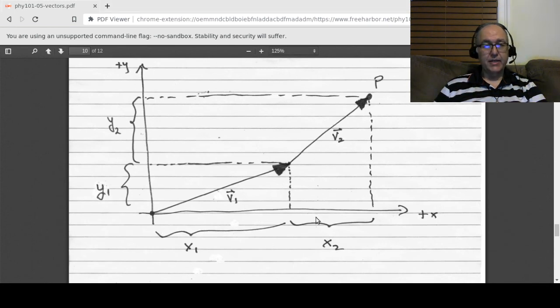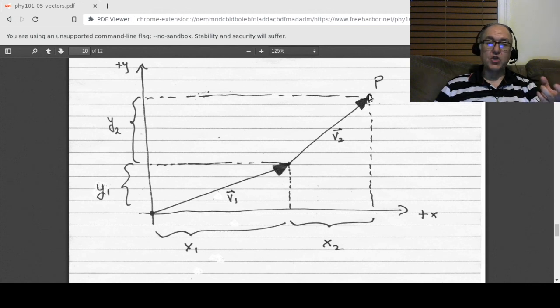We've got an x-axis here, and we've got a y-axis there. And to make it more obvious, I changed the angle of v1 and v2. The angle doesn't matter. These are arbitrary angles, okay? And so I'm going to walk my vector v1 and end up there. And then I'm going to walk my vector v2, and I'm going to wind up at the point P, okay?